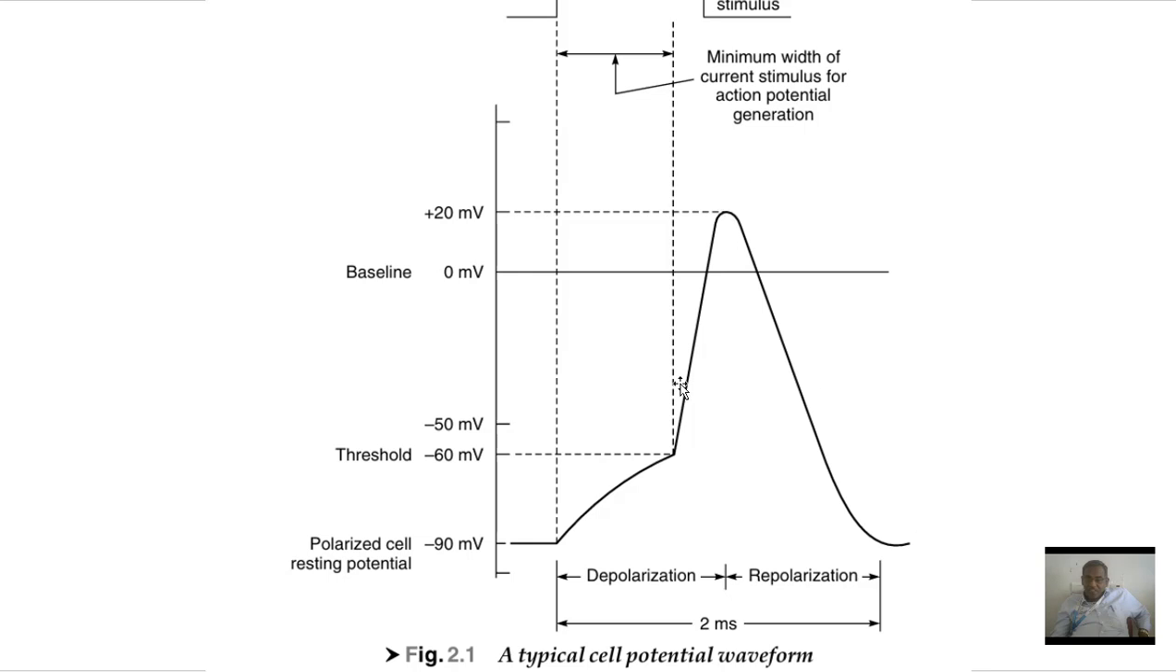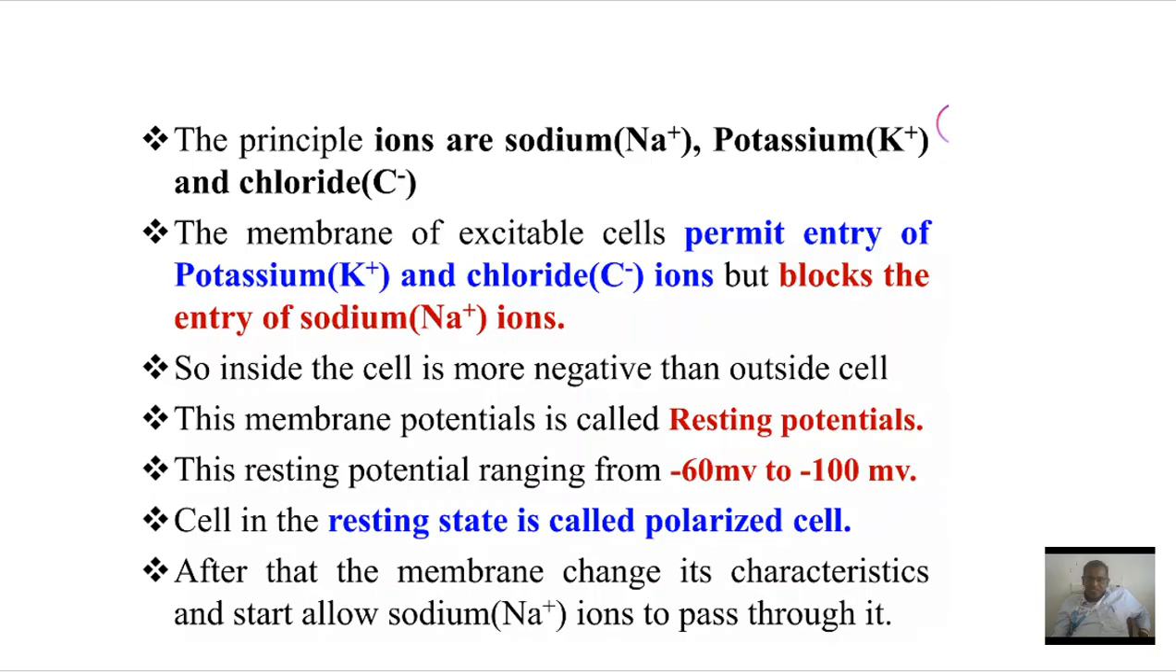Again, because of the depolarization, and then because of the repolarization, it comes back to minus 70 millivolt for the basic cell. So this is the time we have the depolarization, and this is the time we have the repolarization. These two happen within 2 milliseconds. This is the diagram explanation for the depolarization and the repolarization. So the same thing is explained here.